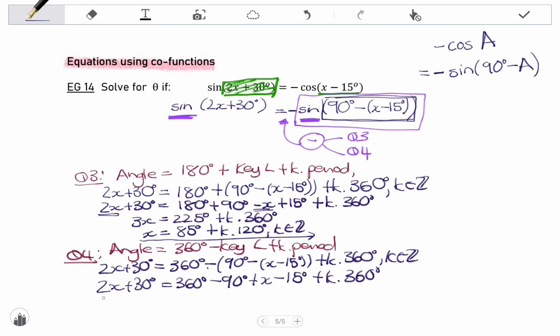Adding like terms, 2x minus x leaves me with x equals 360 minus 90 minus 15, and I'm still going to subtract 30, which gives me 225° plus k times the period. And that is my second and final general solution for this.